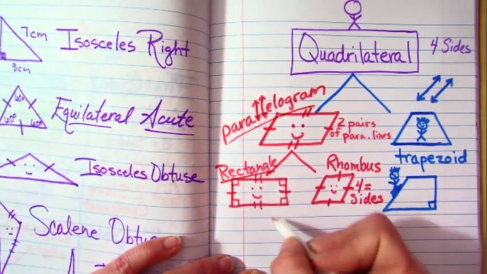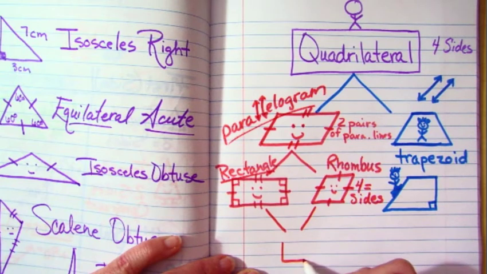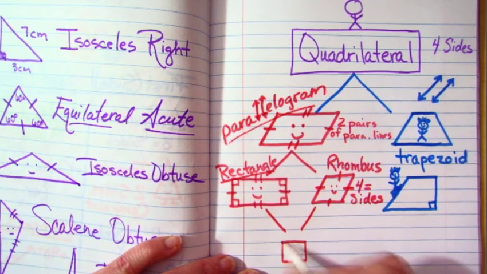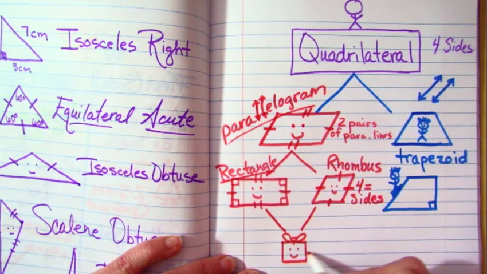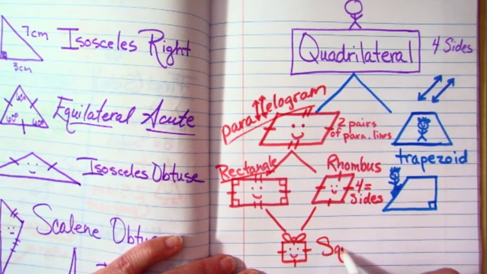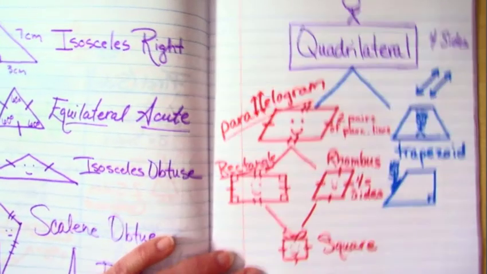My last quadrilateral, my last one, she looks simple and innocent, but she is the most complicated of all. Her name is Square. Square is the one that looks so easy, but if you're not careful, you're going to miss one of her names.